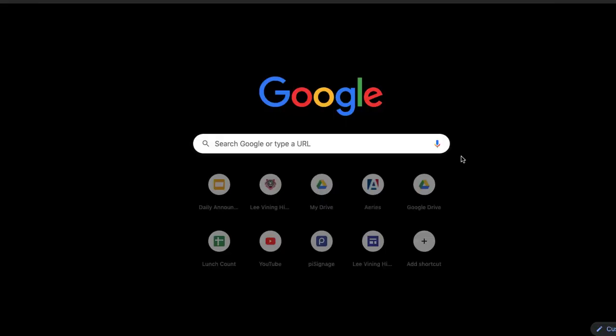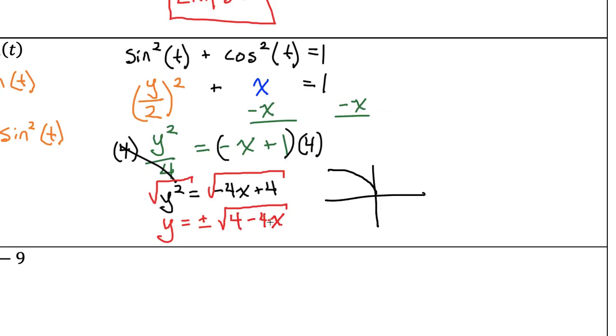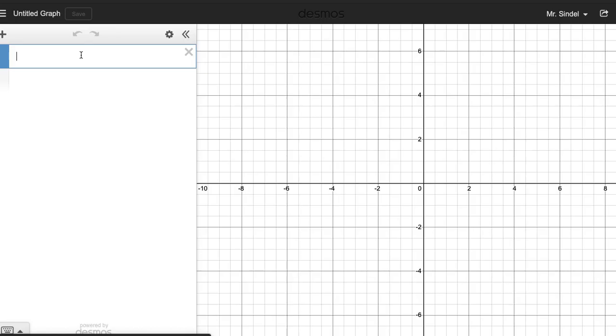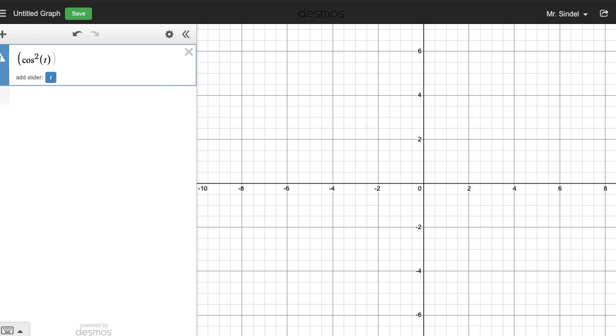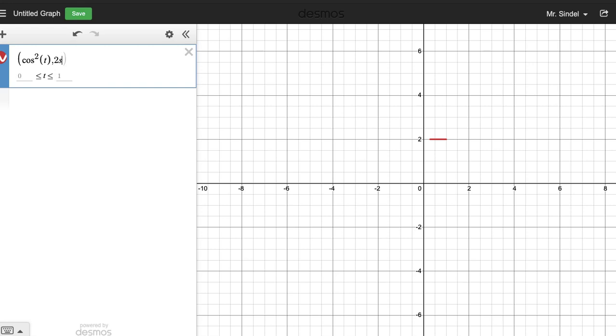So if I go to Desmos and start graphing, I could just graph this, or I could graph this. Let's graph this to make sure I'm doing it correct. So I have cosine squared of t, and I'm going to do 2 sine of t. And I'm going to go from negative 2 pi to pi. Oh, what is going on? I can change it to 2 pi. It's not what I thought. Huh. What is going on here?